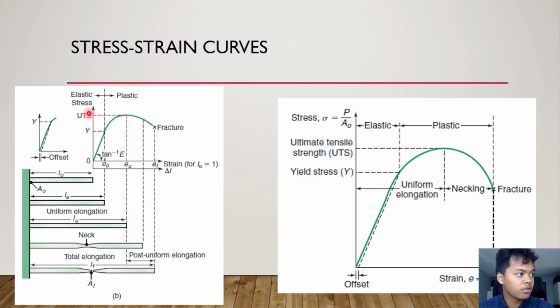And here, at this point, we have what's called the UTS, or ultimate tensile strength. At this point, the specimen has elongated to its maximum capabilities, hence the ultimate. If we pull it past this point, a neck would start to appear. Once this neck appears, all elongation would be centered around the neck, and that is where the fracture would also happen. AF is the cross-sectional area at the fracture.